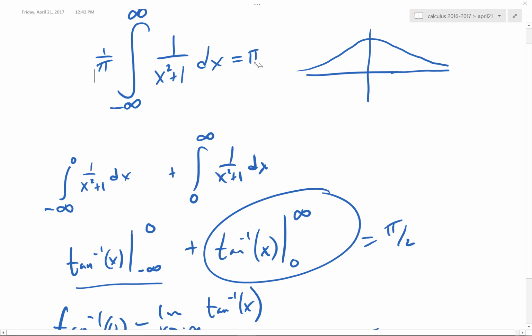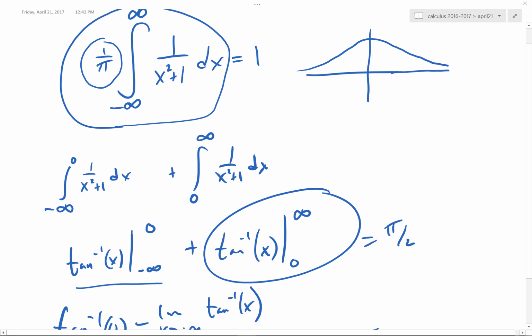Right? And then it would equal what? 1. So friends, this thing right here is a PDF. On your assignment, they will do a lot of things like, can you find an A to put out front that would make it a PDF? Yes. How? Take the integral, and when you're done, if it's not 1, divide by whatever, or multiply by 1 over whatever it is.